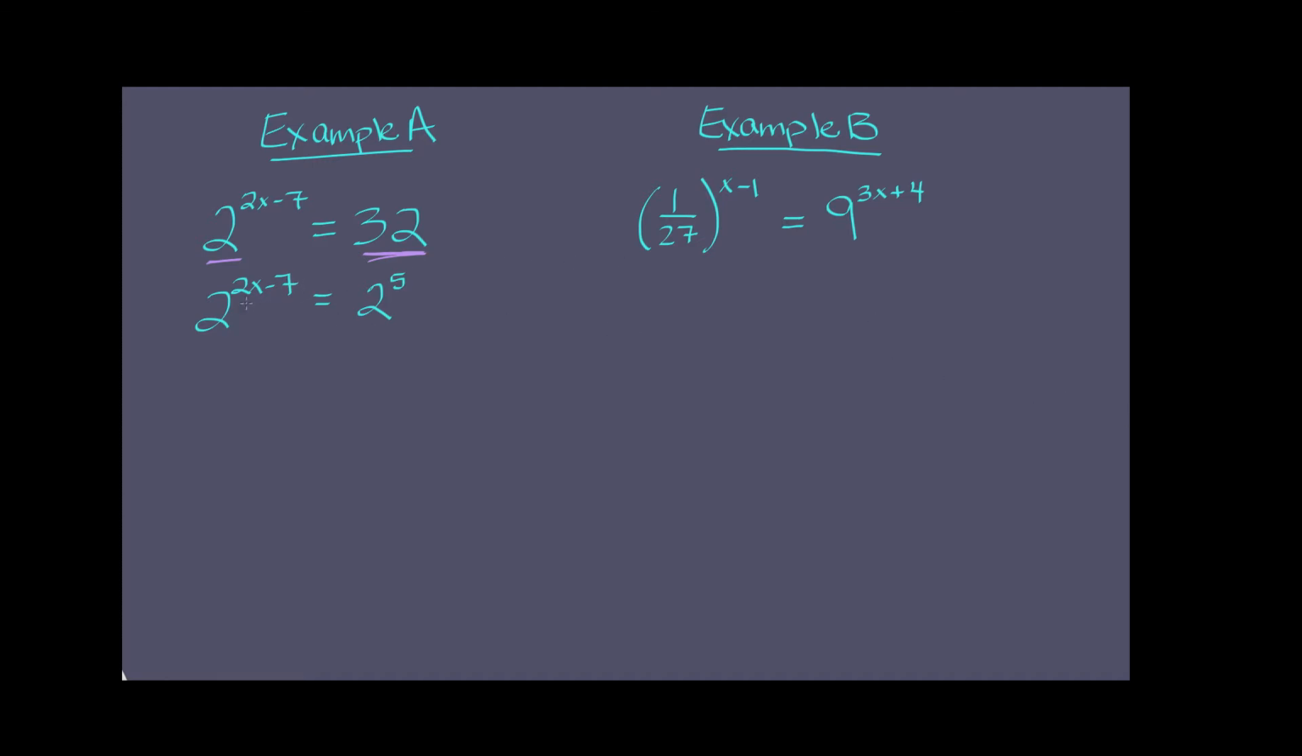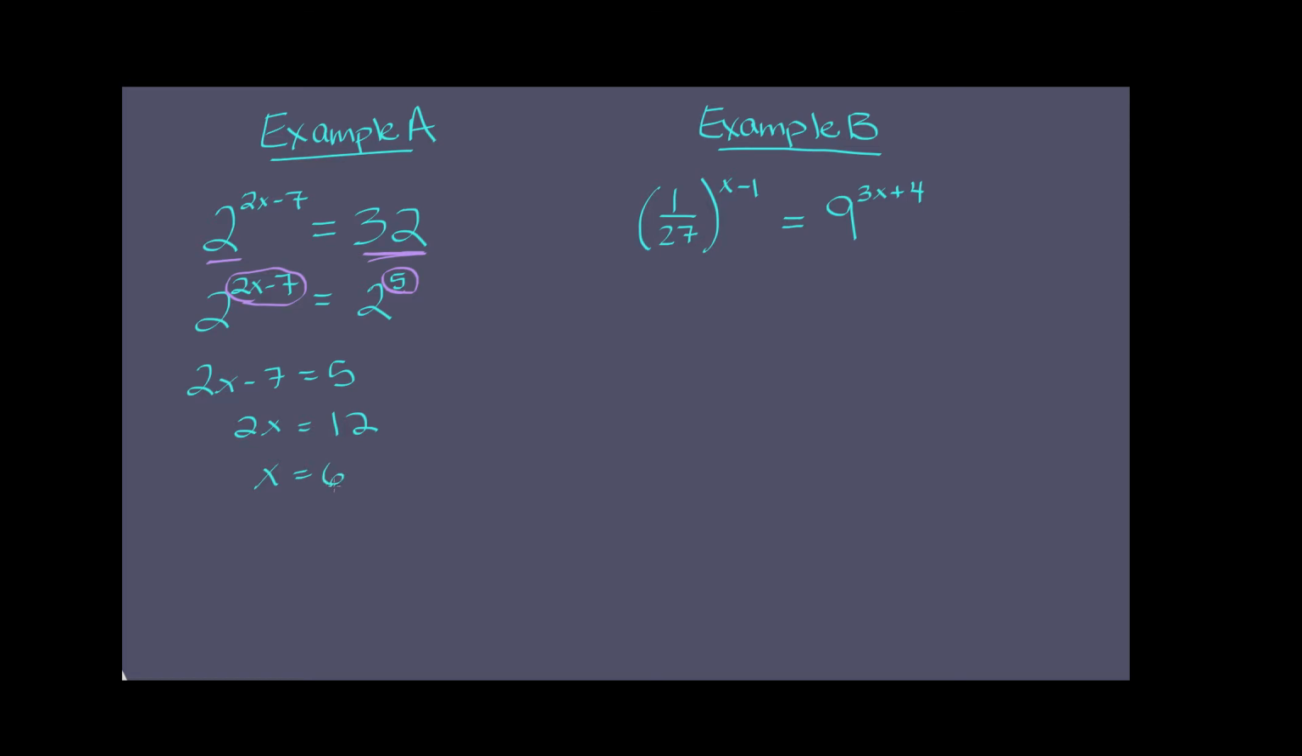And now these two exponents must be equal, right? If you just think about that, 2 to some power equals 2 to some other power. Those two powers have to be equal. There's no way for them not to be. So we can simply set the exponents equal to each other and then solve the equation that remains.